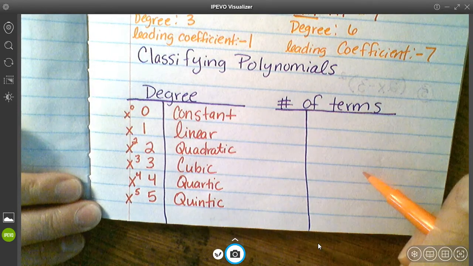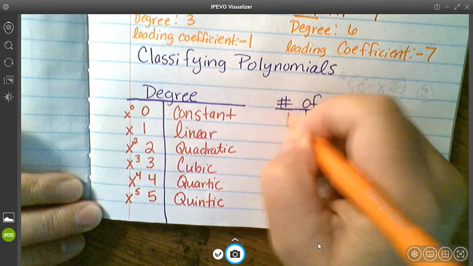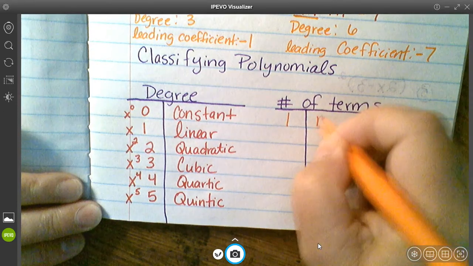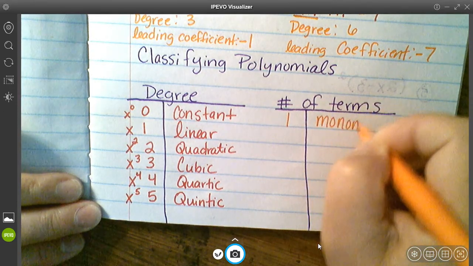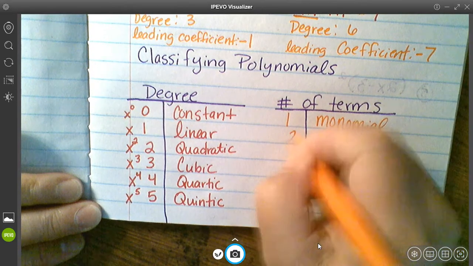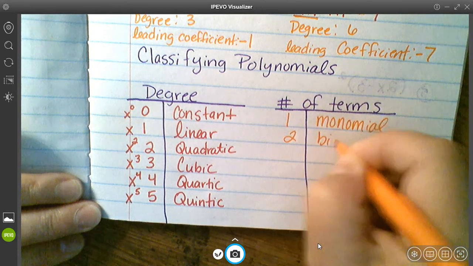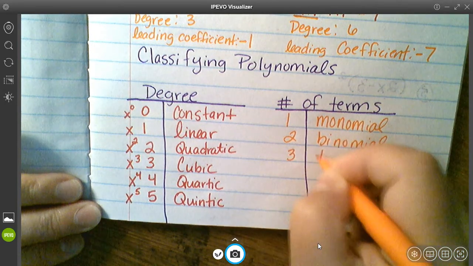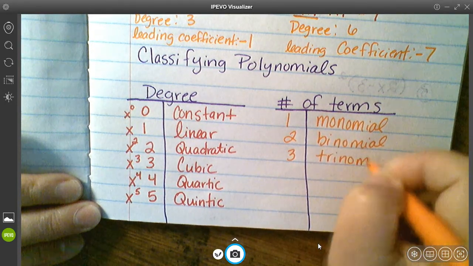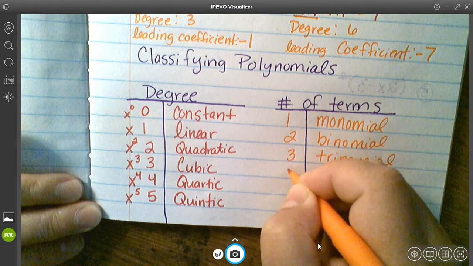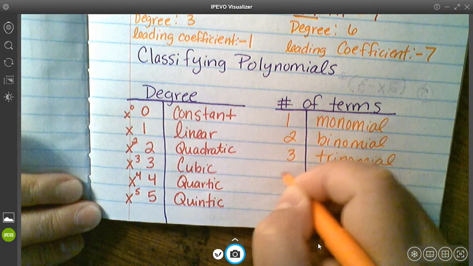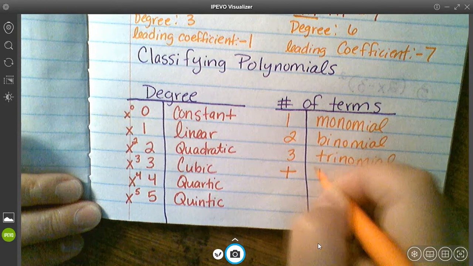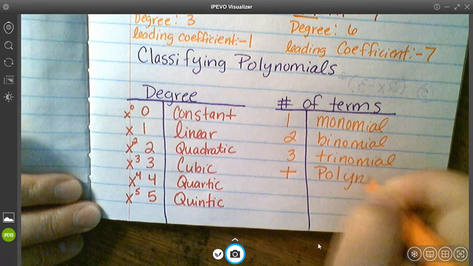Okay, then let's talk about our number of terms. So if we have one term, that is a monomial. If we have 2 terms, binomial. 3 terms is a trinomial. And anything else we're just going to call a polynomial.